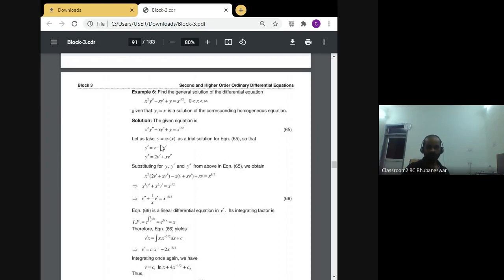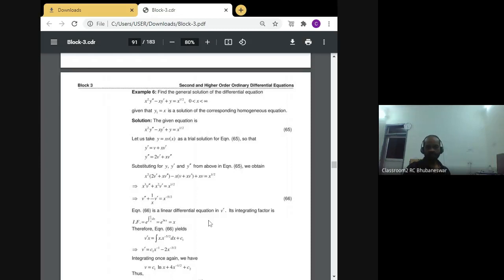Now we are calculating the first derivative and second derivative by using the product rule, and again we are substituting the values of y, y dash and y double dash in the differential equation. After substituting, we got a relation in equation number 66 in the form of the double derivative of the unknown function v. Now clearly this is a linear differential equation in v dash. Look carefully, this is a linear differential equation in v dash.